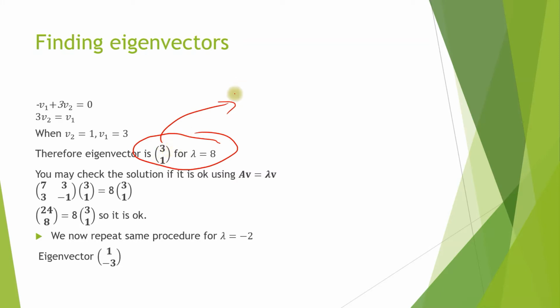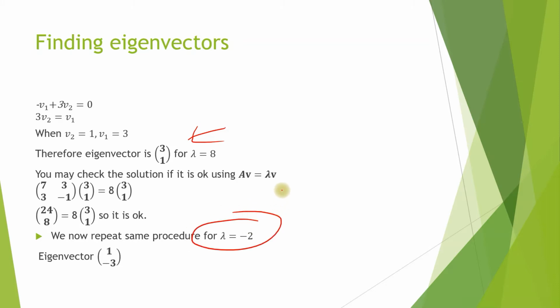It's okay, it's fine. Now, this is the first eigenvector that you got, but what do you have to do? You need to find the second eigenvector now, which is for lambda equal to -2. You remember earlier that you got two eigenvalues.